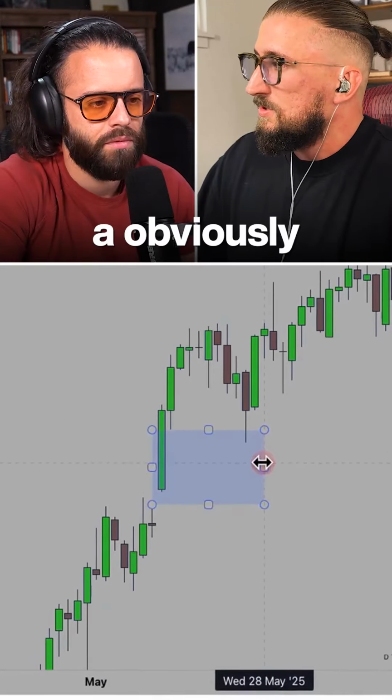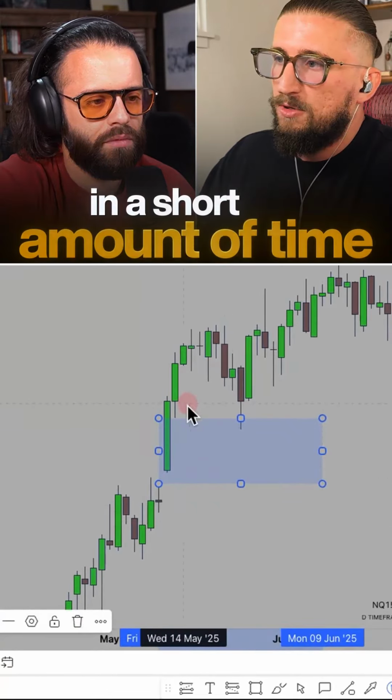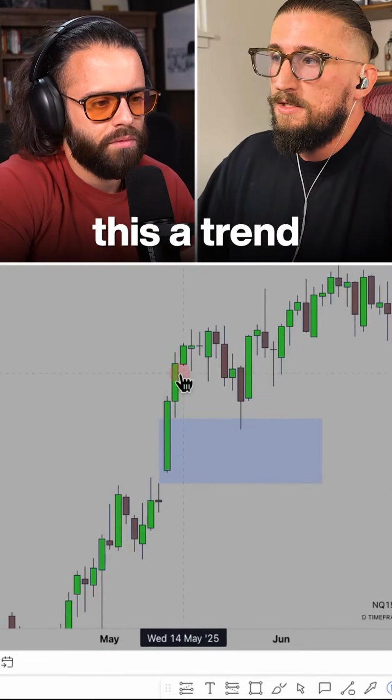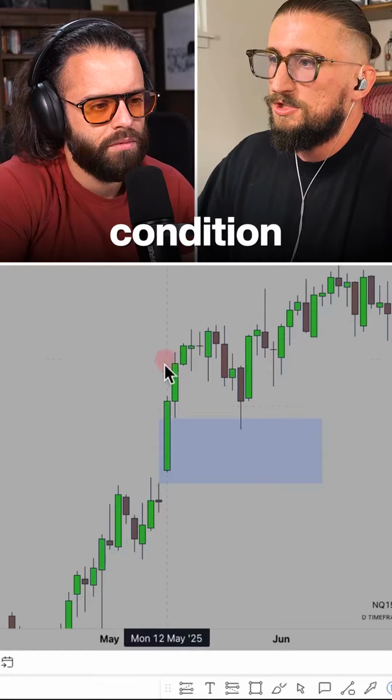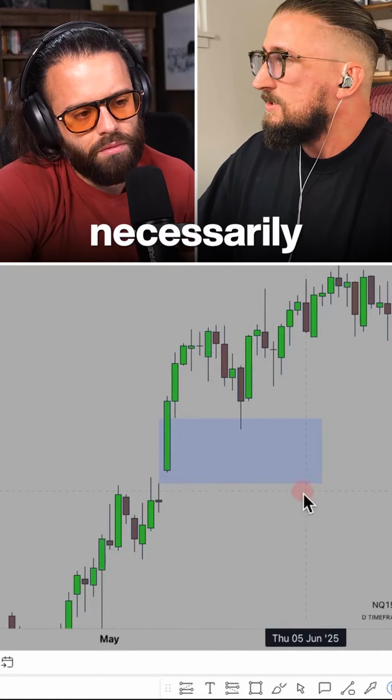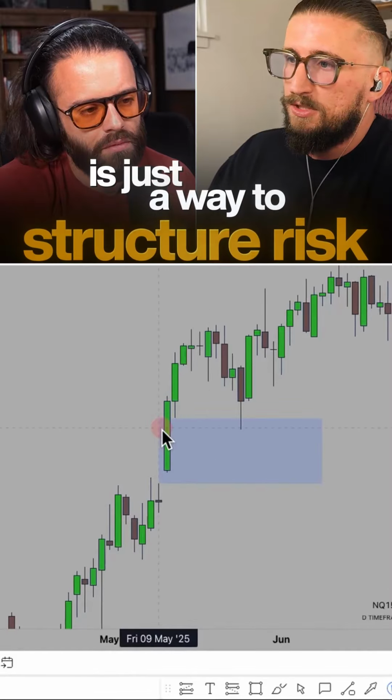This tells me that there was obviously a lot of movement in a short amount of time, indicating to me a trend. That's what a broad candle is. It's a trend. So when you have a trending condition and it pulls back into it, what do you think is going to happen? It's not necessarily rocket science, but it is just a way to structure risk.